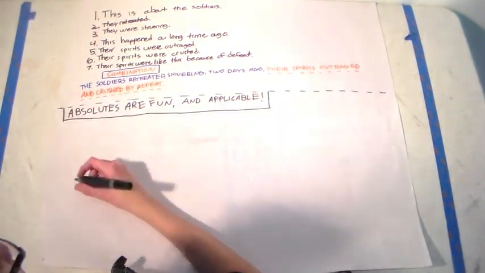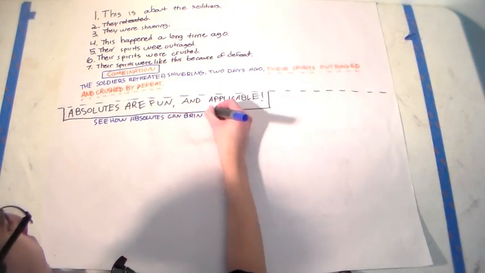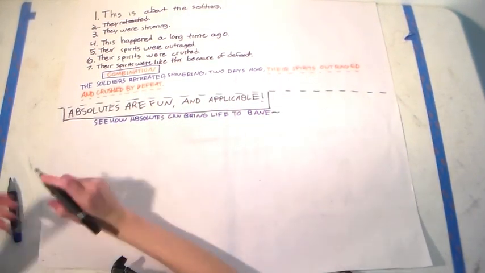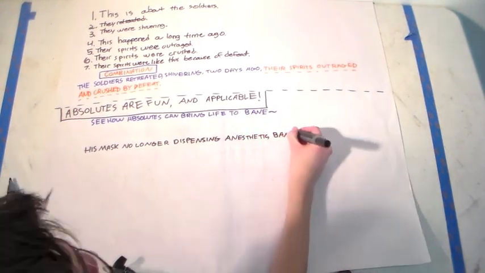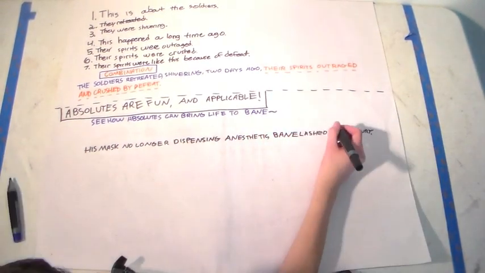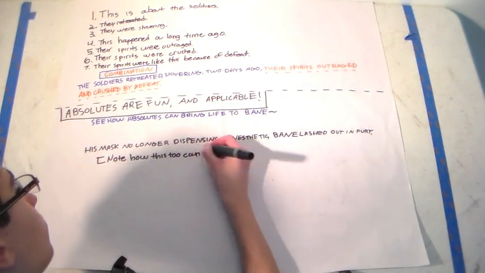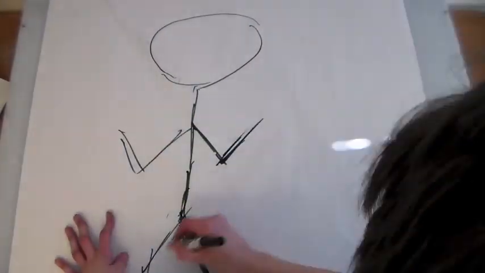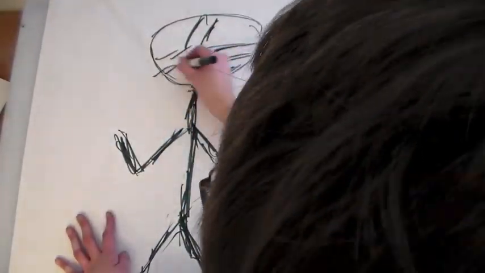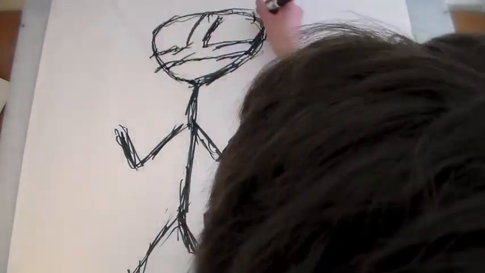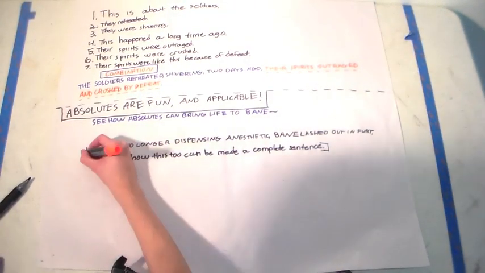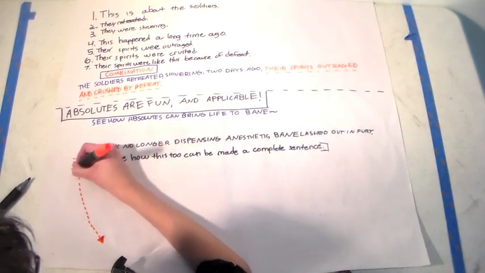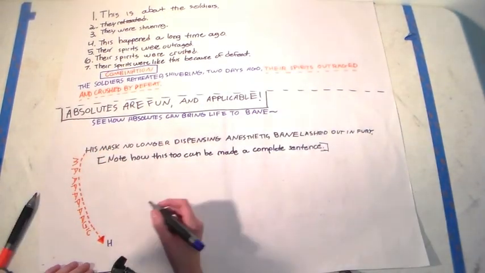Absolutes are fun and applicable, and you can even apply them to popular movies like The Dark Knight Rises. His mask no longer dispensing anesthetic, Bane lashed out in fury. You can change that to his mask was no longer dispensing anesthetic. And here is a master drawing of Bane. There's his mask, and there. So notice here it comes at the beginning of a sentence.